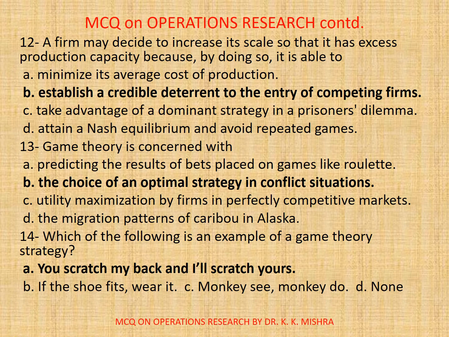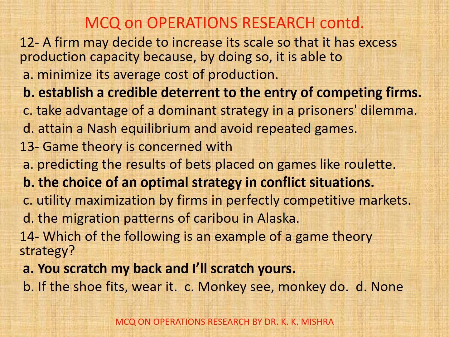12. A firm may decide to increase its scale so that it has excess production capacity because by doing so it is able to: A. Minimize its average cost of production. B. Establish a credible deterrent to the entry of competing firms. C. Take advantage of a dominant strategy in a prisoner's dilemma. D. Attain a Nash equilibrium and avoid repeated games. The correct option is B. Establish a credible deterrent to the entry of competing firms.